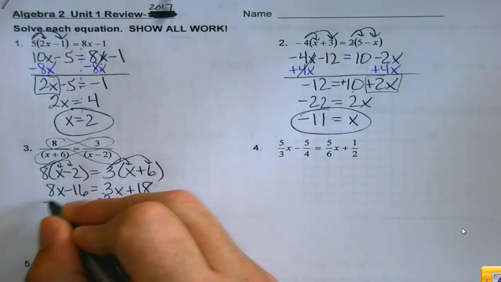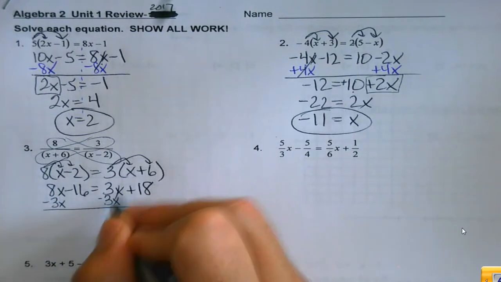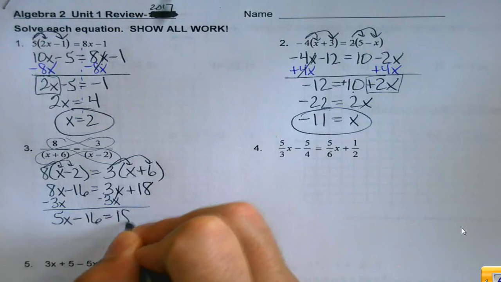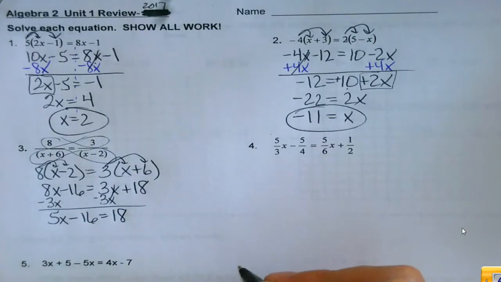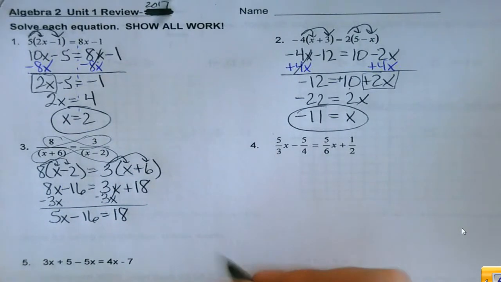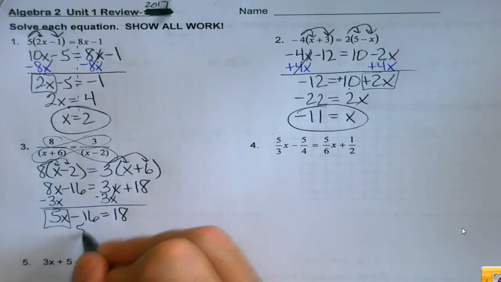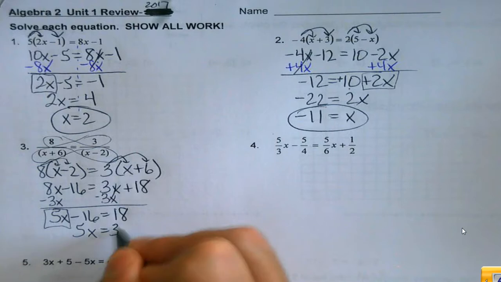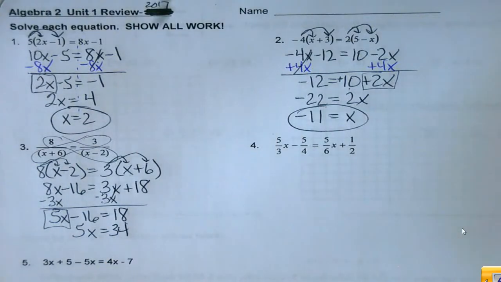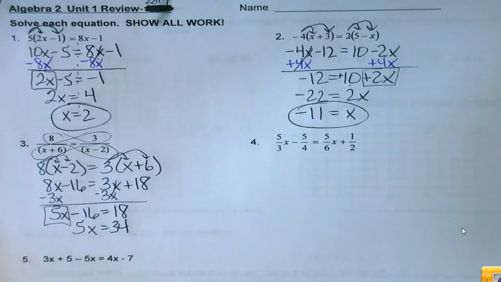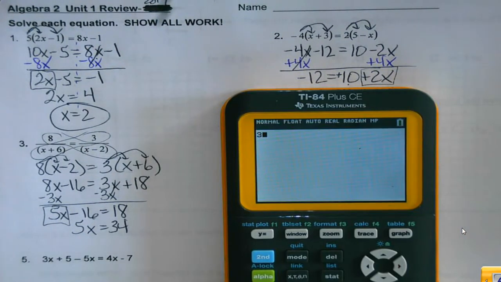I'm going to work on getting my x's together. Once I do that, I'm going to isolate my x term. I'm going to add my 16 over. And don't flip out if you get to a point where you get something, you're like, wait a minute, 34 divided by 5. Heavens, it's a decimal. No worries.